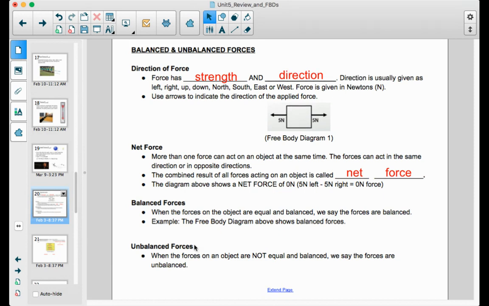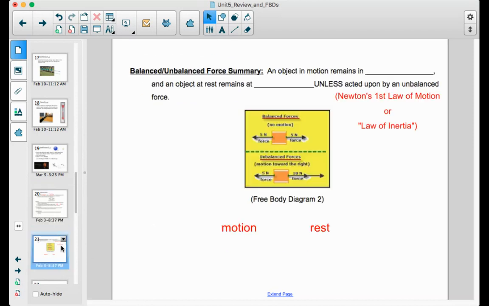Now, when they are not equal, we refer to that as being unbalanced. On the next slide, an object in motion is going to remain in motion, and an object at rest is going to remain at rest unless it's acted on by an unbalanced force. You can see an example of a balanced force here and an unbalanced force here.